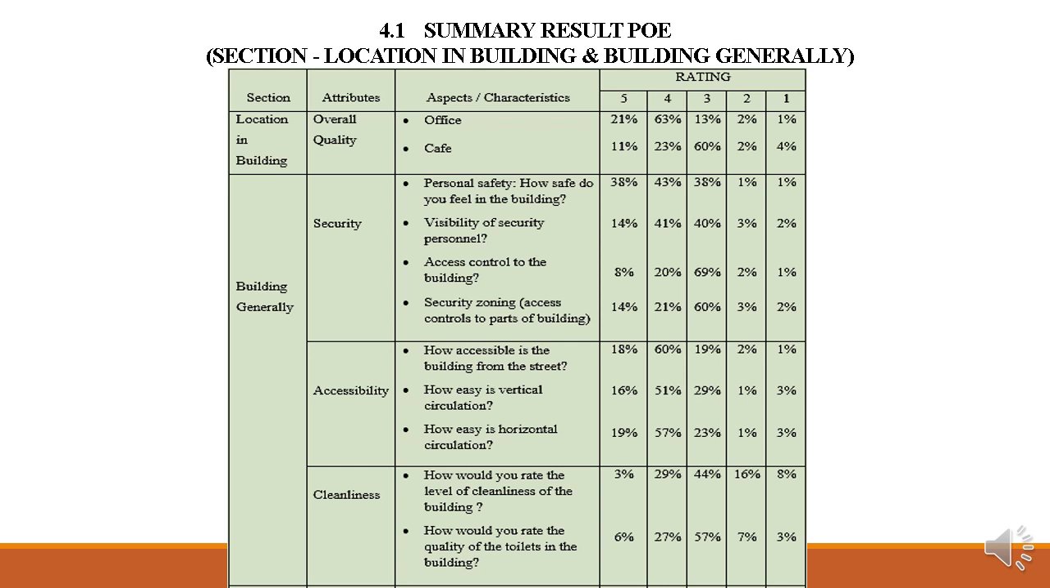Summary result of the POE, sections Location in building and Building generally. Section Location in building: attribute overall quality, aspect office and cafe. Section Building generally: attributes security, accessibility, and cleanliness.